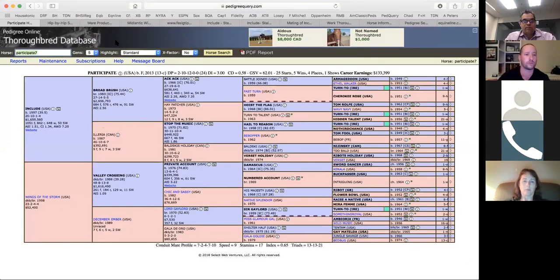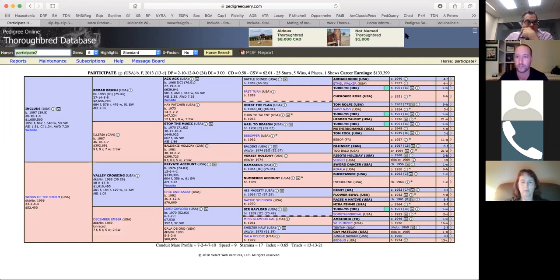All right. So you should now see this website is called pedigreequery.com. This portion of it is free. You can get a 5-cross pedigree of any horse for free. 5-cross refers to the fact that you see 5 generations of Participate's or any horse's ancestors. So working left to right, Participate's sire Include is in the biggest blue box. Her dam Wings of the Storm is in the biggest pink box underneath that. And then working back, Include's sire is Broadbrush, his dam is Illyria. Wings of the Storm's sire is Valley Crossing, her dam is December Ember, and so forth.